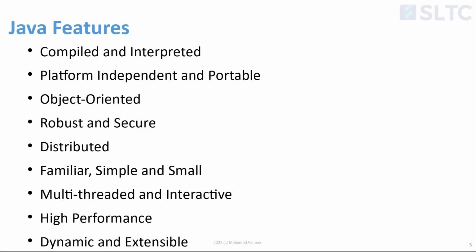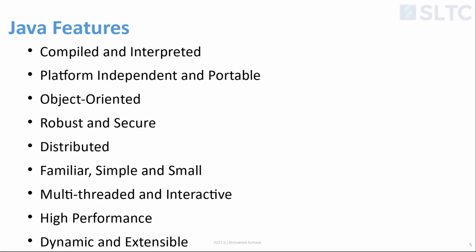The next is familiar, simple, and small. What does that mean? The code, if you write properly, looks beautiful, looks elegant. Remember, one of the challenges we had with computer programming languages is communication, how to tell people the algorithm or explain people the algorithm. So when you have Java code, it becomes very easy to do. And it also gets compiled into very simple, small code, not big, large code.